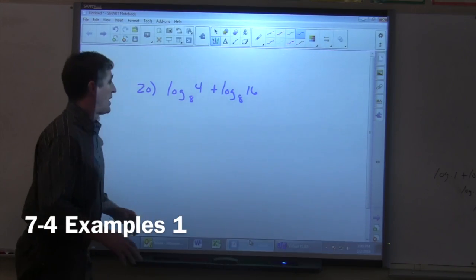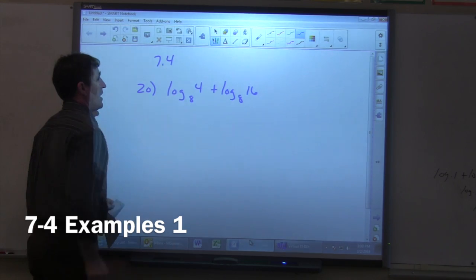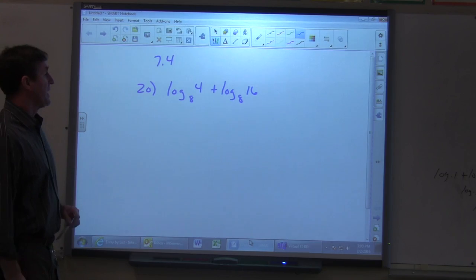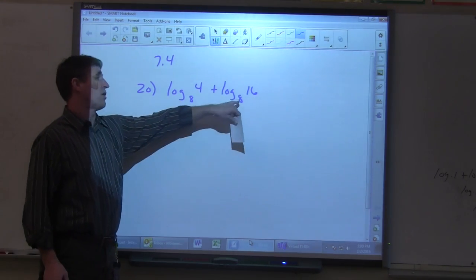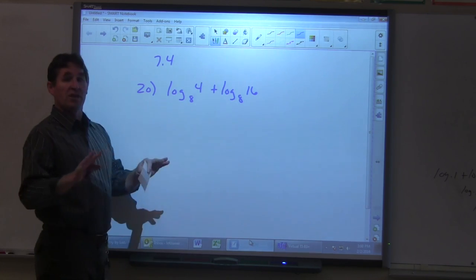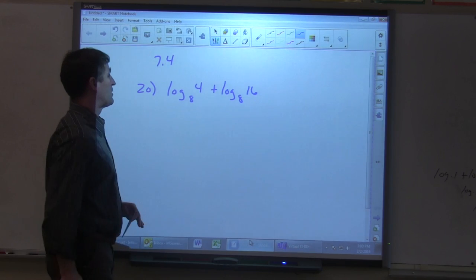So here are some samples from section 7-4. Just some more problems if you're getting stuck on the work. So this is number 20, log base 8 of 4 plus log base 8 of 16. The key thing is, I'm going to show you different ways you can do this. What they wanted you to do is do these mostly by mental math.